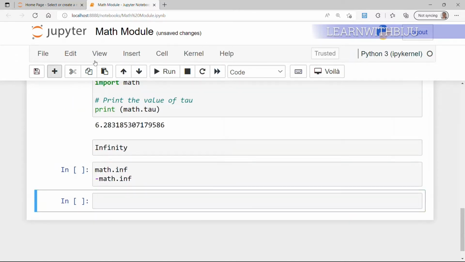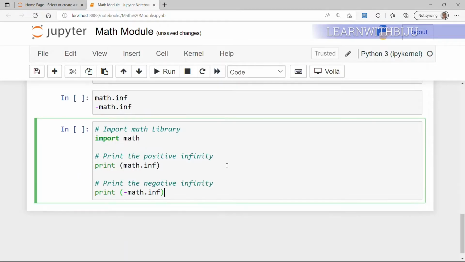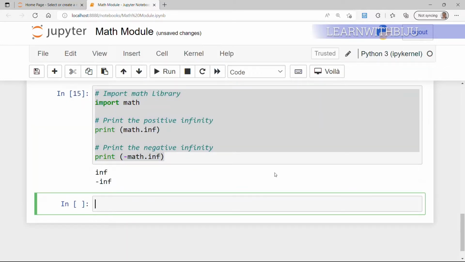Okay. Let's try to see the value of infinity. So I am importing the math module. Then I am going to print the positive infinity, print math.inf. Then I'm going to print the negative infinity, print minus math.inf. Let me run this. So it is showing the output as inf and negative inf. As I already mentioned, the infinity value cannot be expressed by a number.